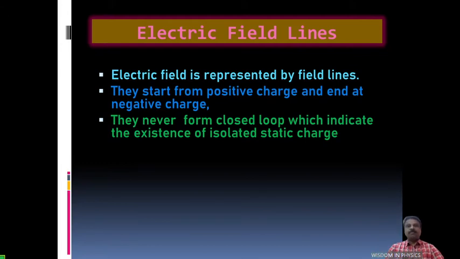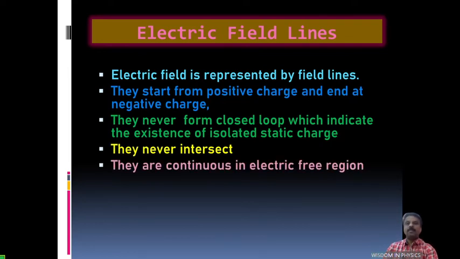You understand my point? It starts from the positive charge and terminates at the negative charge. It will not return back to the positive charge. It does not form any closed loop. So this is the reason we can have isolated positive charge and isolated negative charge in space. Monopole is possible. They never intersect. That is another important point.